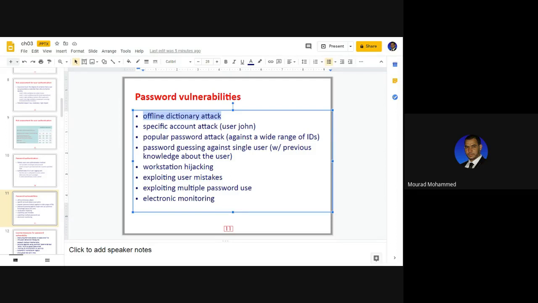Specific account attack means we are going to attack the account of so-and-so, Ahmed Al-Jabri; we are going to hack his computer today. So we attack one specific account. We talk about an account, we are not talking about a computer. We are talking about an account, meaning a session, a valid account. It's not a computer, it's not hardware.